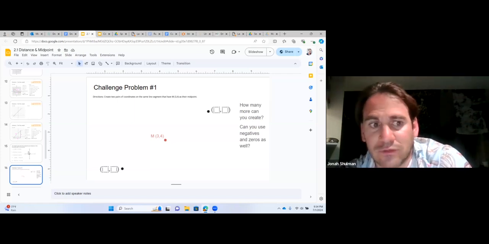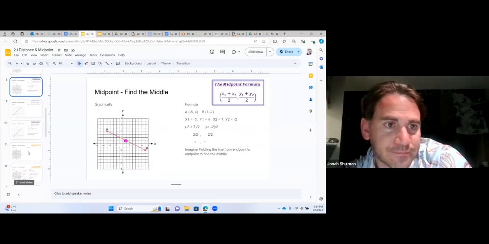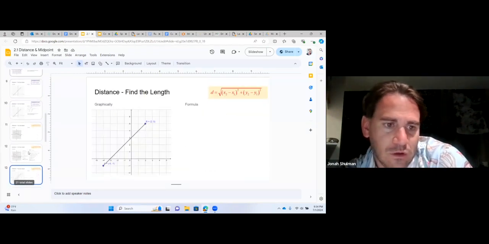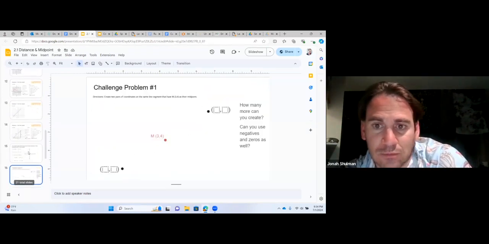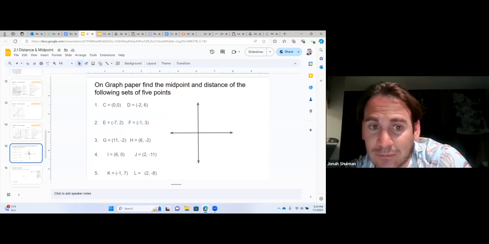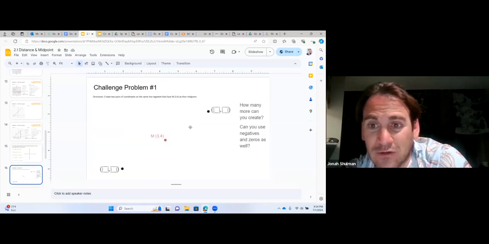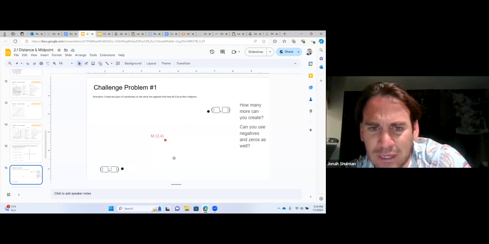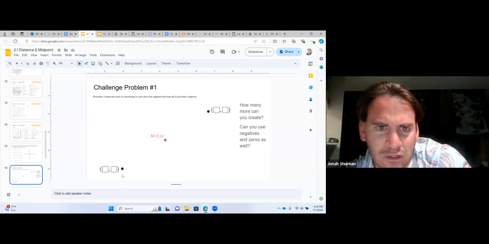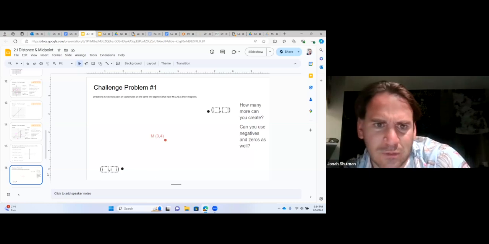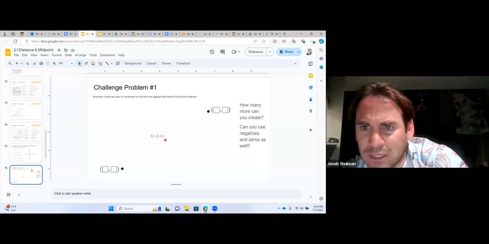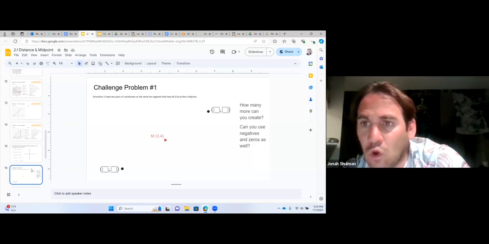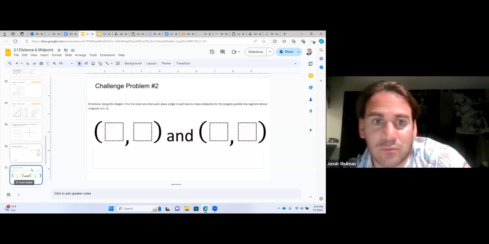Notice that a lot of mine have these. We have history. We have challenging problems where students have to do a lot of pieces on their own. Create two pairs of coordinates on the same line. So basically they have to figure out creating two pairs with 3/4 as their midpoint. So they have to create two different pairs. How many more can you create? Can you use negatives and zeros as well? So really try to push them to figure out what that could be if it was the midpoint.